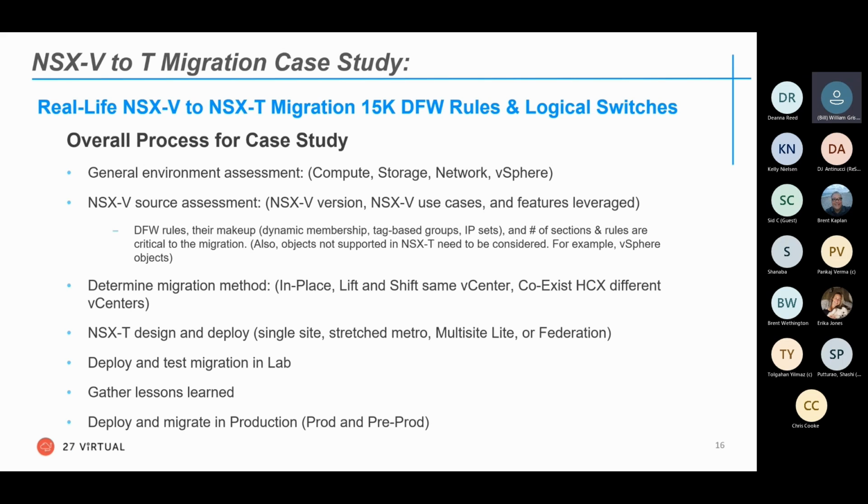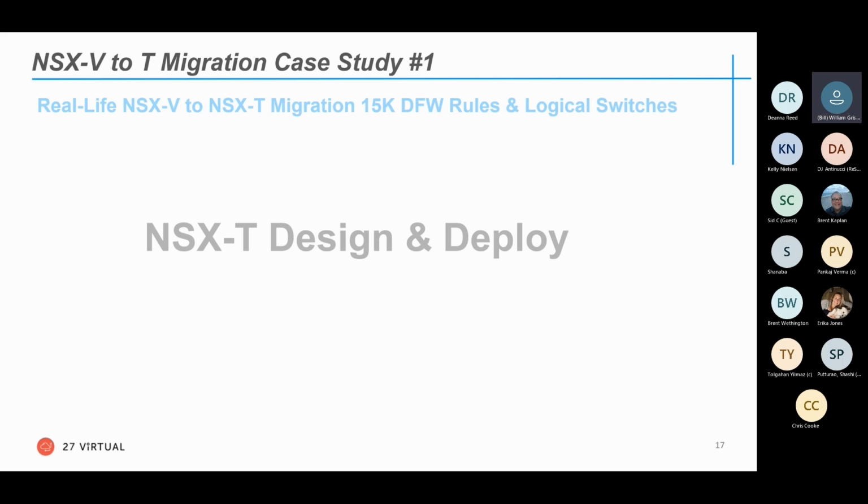So it was deploy NSX-T in the target, use the migration tools to go from V to T. But again, everything was done in a test environment. So there was an extra step that we had to go through to move all 15,000 rules into an NSX-V simulated test environment because they didn't want to test migrating out of their current V production, as you can imagine.